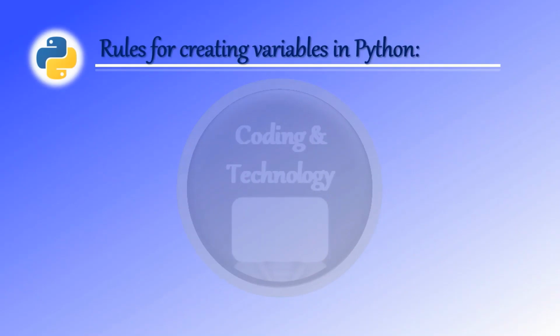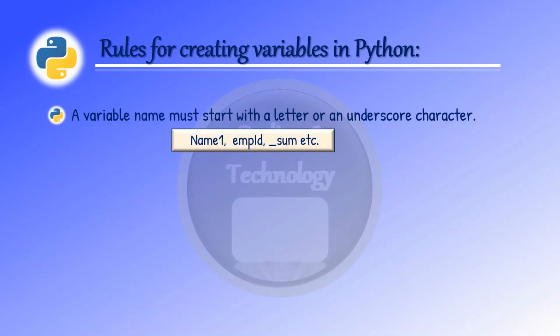Next, rules for creating variables in Python. Variables are an essential part of the Python programming language. There are few rules you must follow while naming your Python variables. The rules are quite simple and easy to understand. The rules are: a variable name must start with a letter or an underscore character. In this example, name1, employee ID and underscore sum are valid variable names.